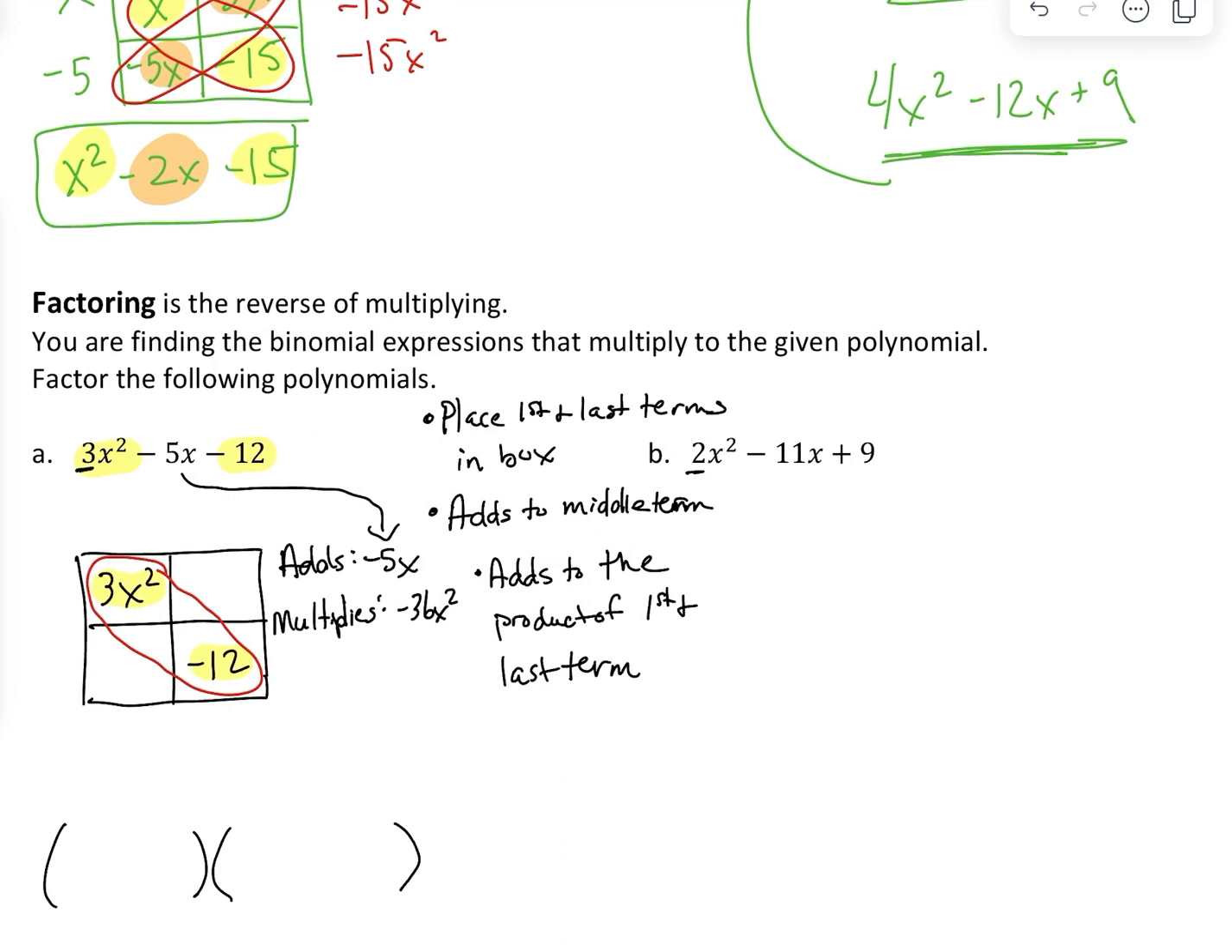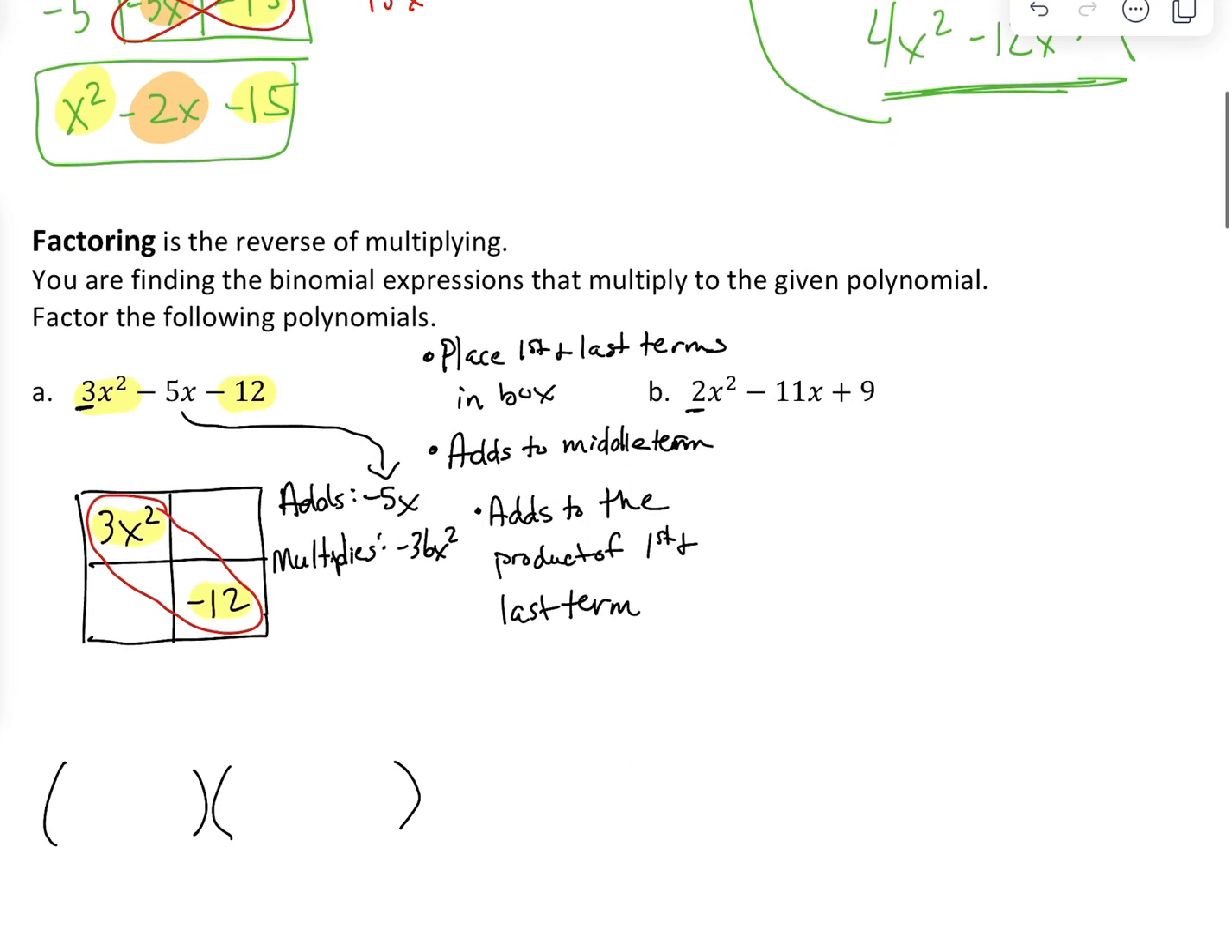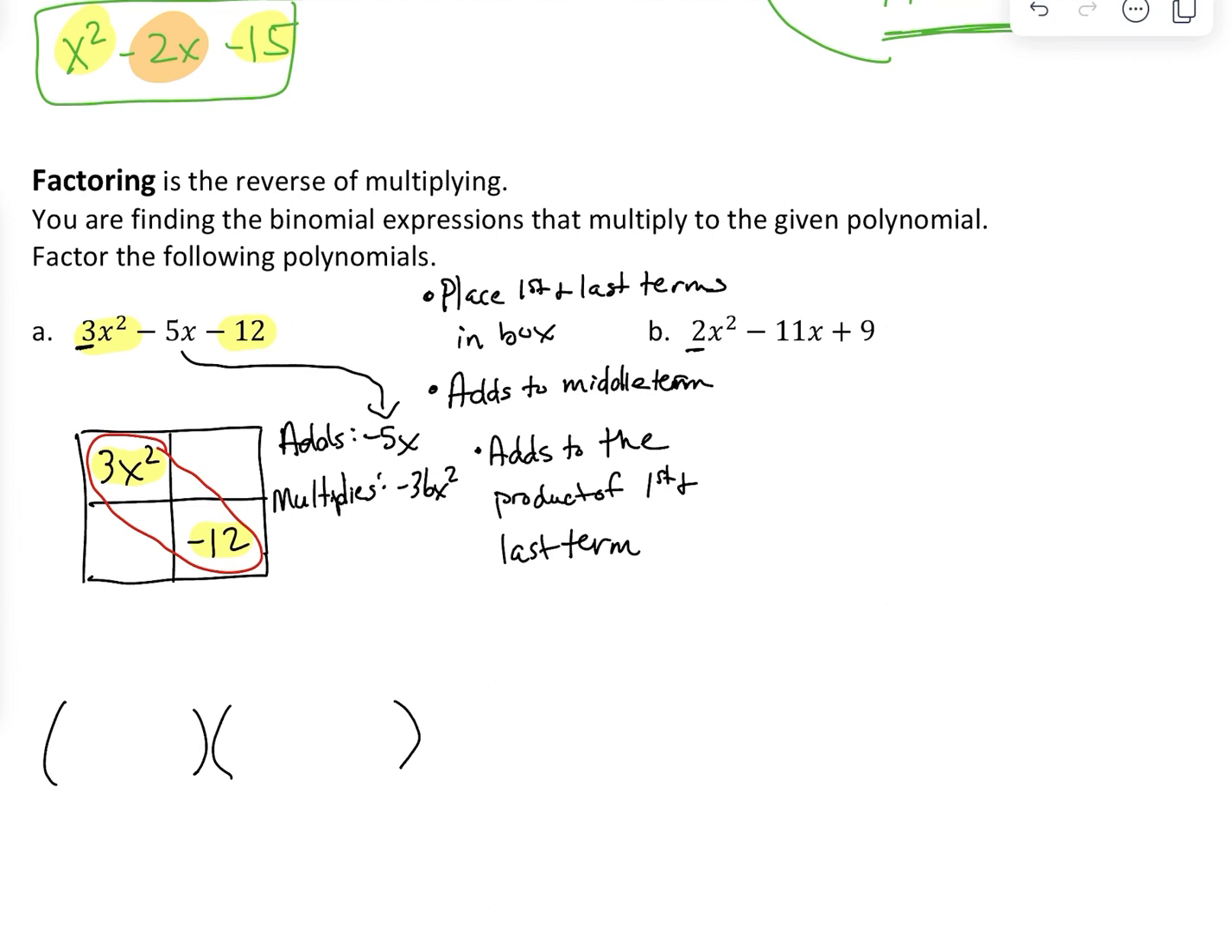So we're looking for two things where that occurs, and that will tell us what goes in those last two boxes. Okay, so once we find those two values, we're going to place those two values in the box.